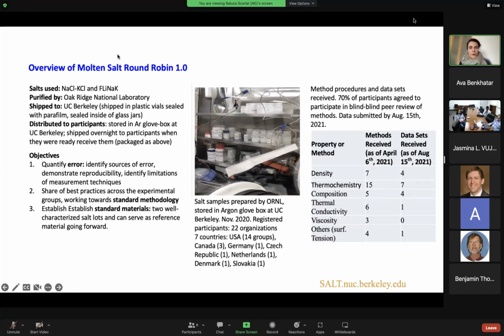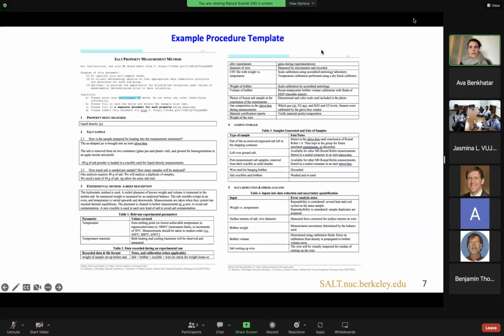And our process for the round robin was to anonymize all of the participants. So once we've sent out the samples, then we generated unique IDs for everyone. And then to request submission of procedures so that there's a chance for a blind peer review of the procedures. This goes towards establishing best practices and sharing best practices. And so we were hoping that this would help in making sure that there's some common level of detail to how the data reduction is described, how the error analysis is performed.